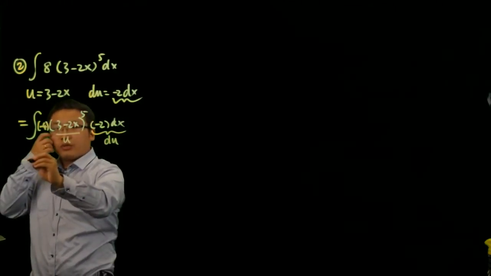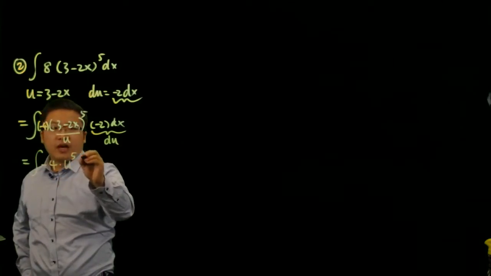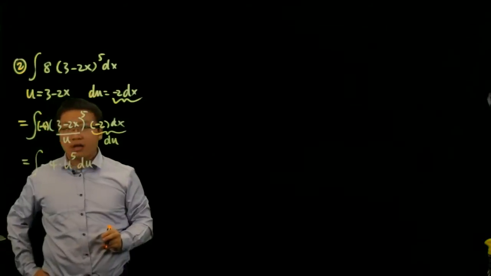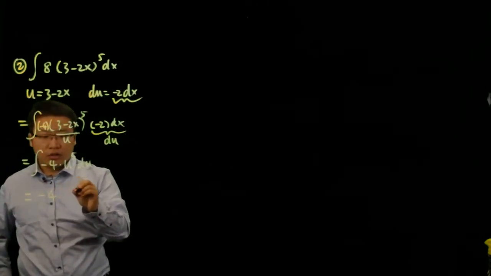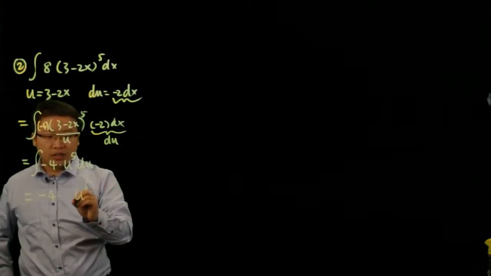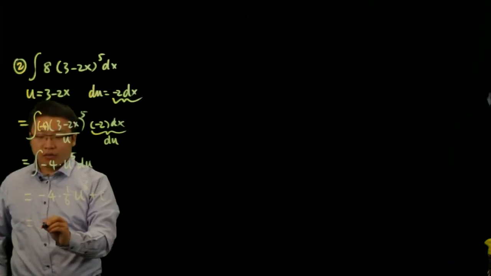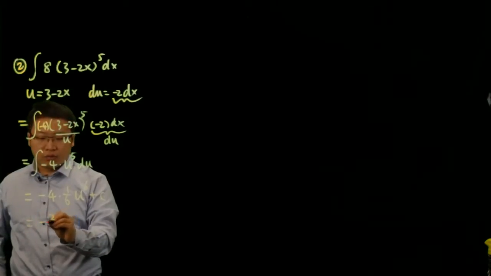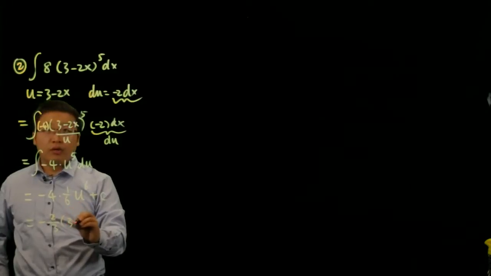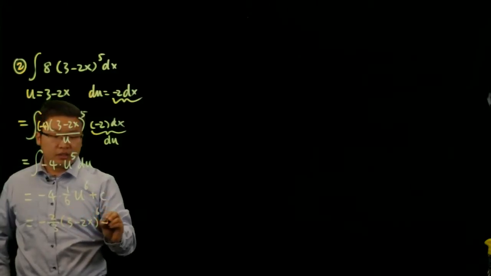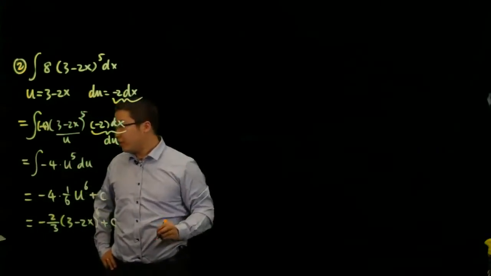This is a number, it's pretty easy to handle. Now we have negative 4, u to the power of 5, and du. And that is something we're able to handle. We're having negative 4, u to the power of 6, times 1 over 6, plus c. And that will give us negative 2 over 3. Now we can plug back in u, which is 3 minus 2x, to the power of 6 plus c. That will be our final answer. That's number 2.